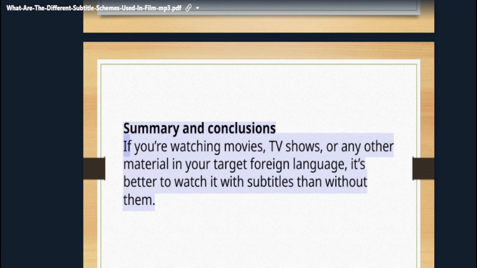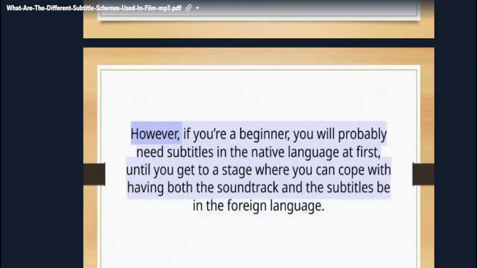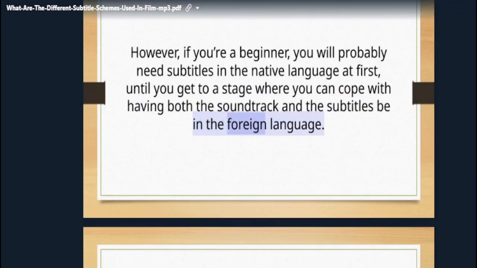Summary and conclusions: if you're watching movies, TV shows, or any other material in your target foreign language, it's better to watch it with subtitles than without them. Foreign language subtitles are a slightly more effective study aid than native language subtitles. However, if you're a beginner, you will probably need subtitles in the native language at first, until you get to a stage where you can cope with having both the soundtrack and the subtitles be in the foreign language.